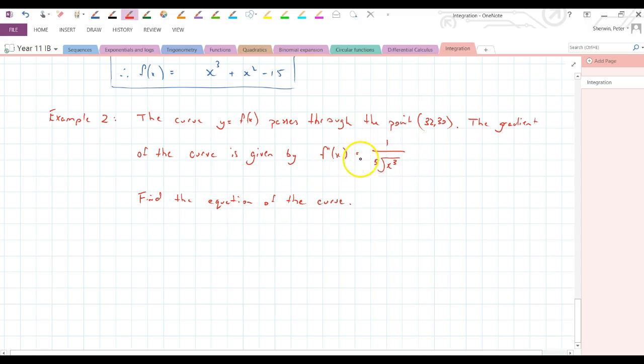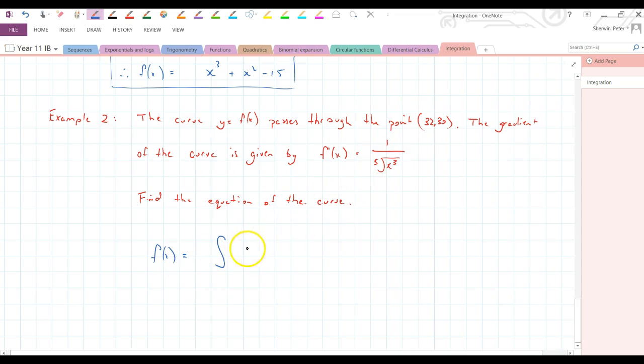We've got the gradient function. This is working in the opposite direction to how we have been working. We've been given the function and then finding the gradient function. Now we've got the gradient function, we're going back. That's called integration, isn't it? So what do we want? We want y equals, we want f of x. We've got f dash x.